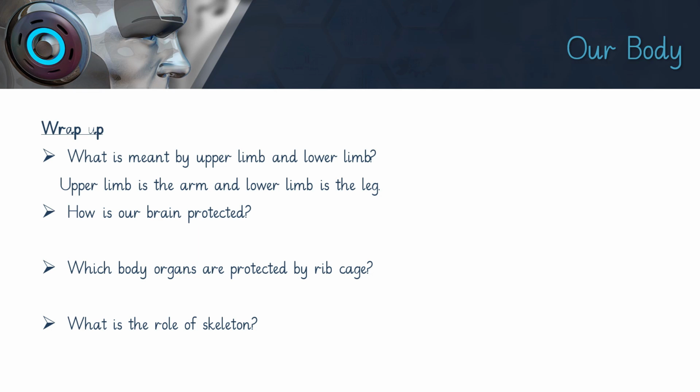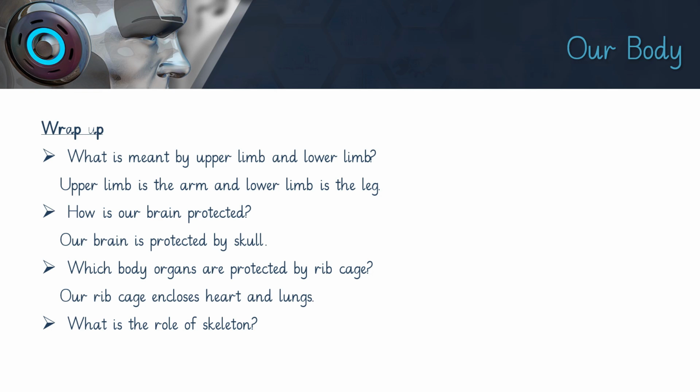Next question is, how is our brain protected? Yes, our brain is protected by skull. Moving towards the next question, which body organs are protected by rib cage? This has been explained as well. Alright, come up with the answer. Our rib cage encloses heart and lungs.